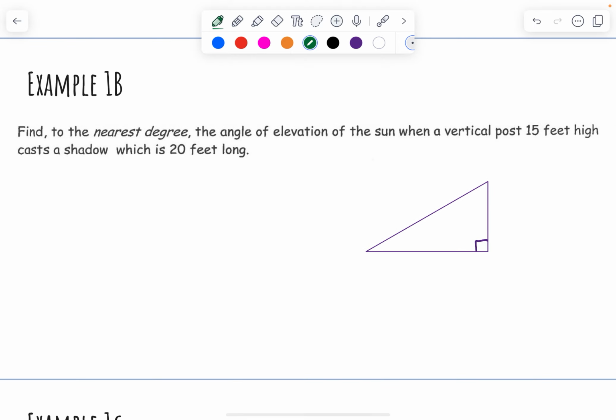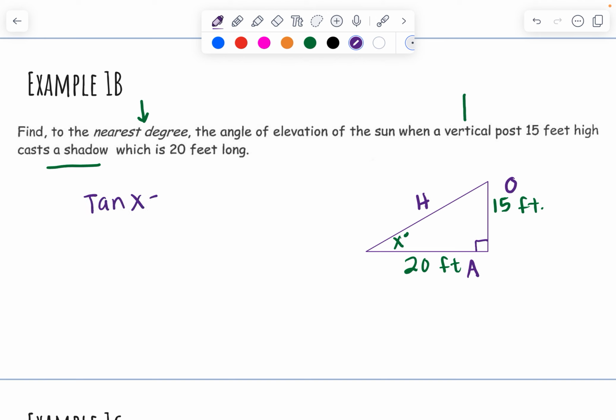Find to the nearest degree, so that means I know I'm looking for an angle measure. The angle of elevation of the sun when a vertical post, vertical means up and down, 15 feet high, casts a shadow. Shadow is horizontal, 20 feet long. So we're looking for the angle of elevation here. Again, we have our hypotenuse, our opposite, and our adjacent. Again, we're going to be using tangent because we're given the opposite side and the adjacent side.